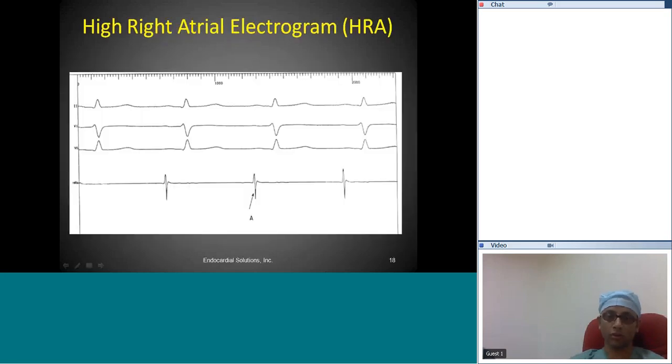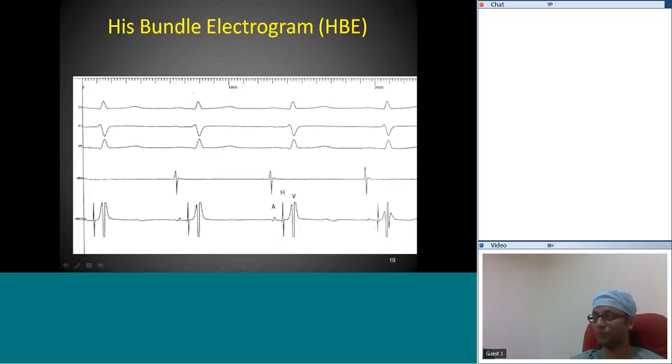So let us put each catheter. First, the high right atrial electrogram. This is your surface ECG. The high right atrial electrogram nearly corresponds to the beginning of your P wave, because your SA node is very close by. Then you have your His. There is some distance between the high right atrial and the His, because it has to go through the interatrial tracts. In the His, you get an A, an H wave. We'll come back to that later.